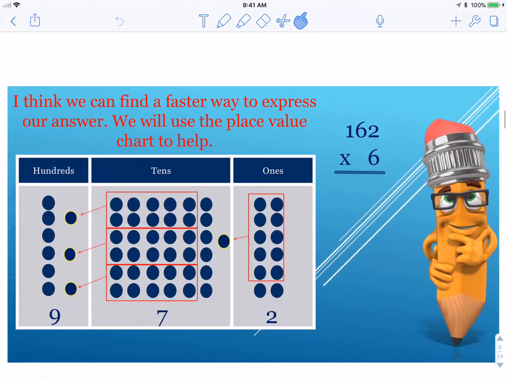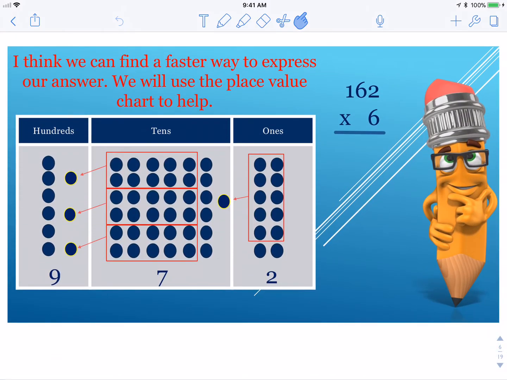Okay, so I solved it, and it took a lot. 162 times 6. It took a lot. So I think that we might be able to find a faster way to express our answer. We will use a place value chart to help.